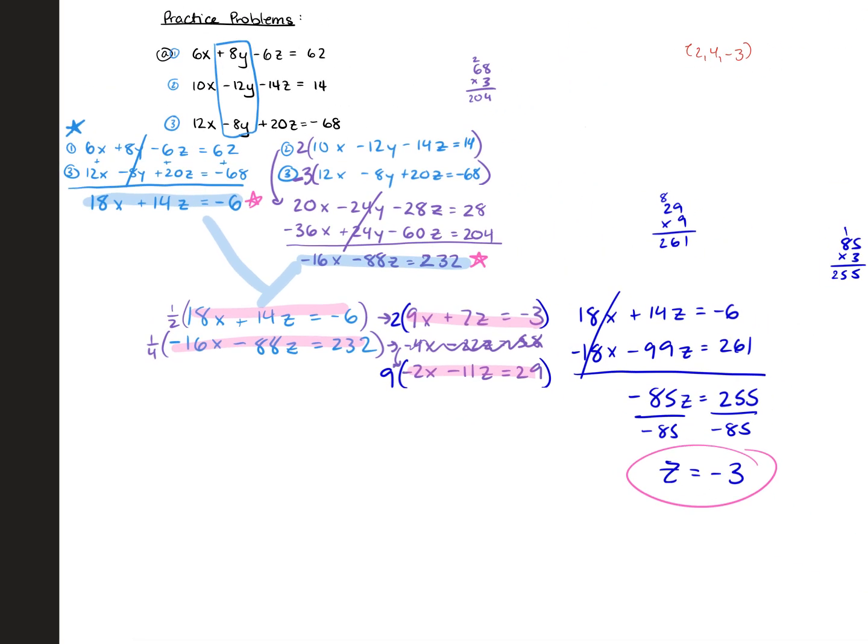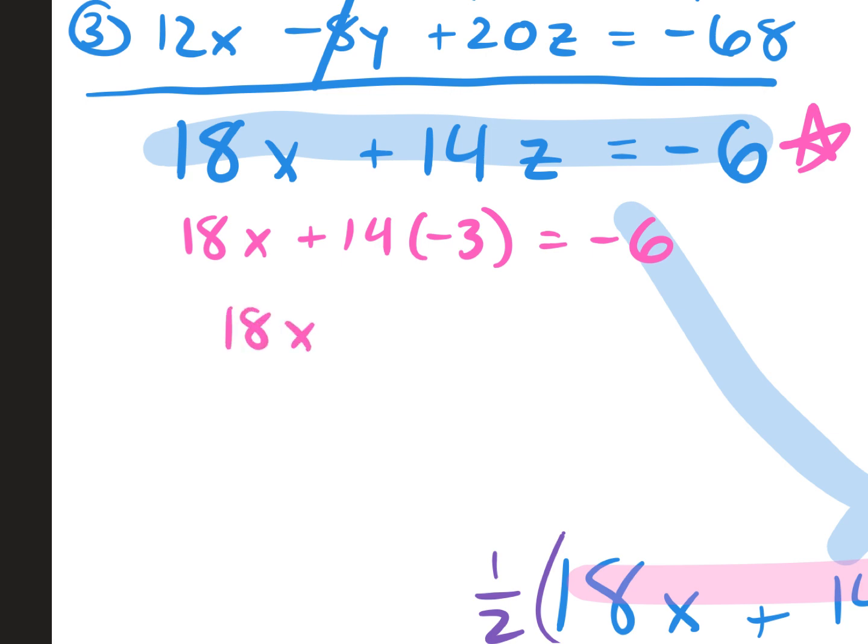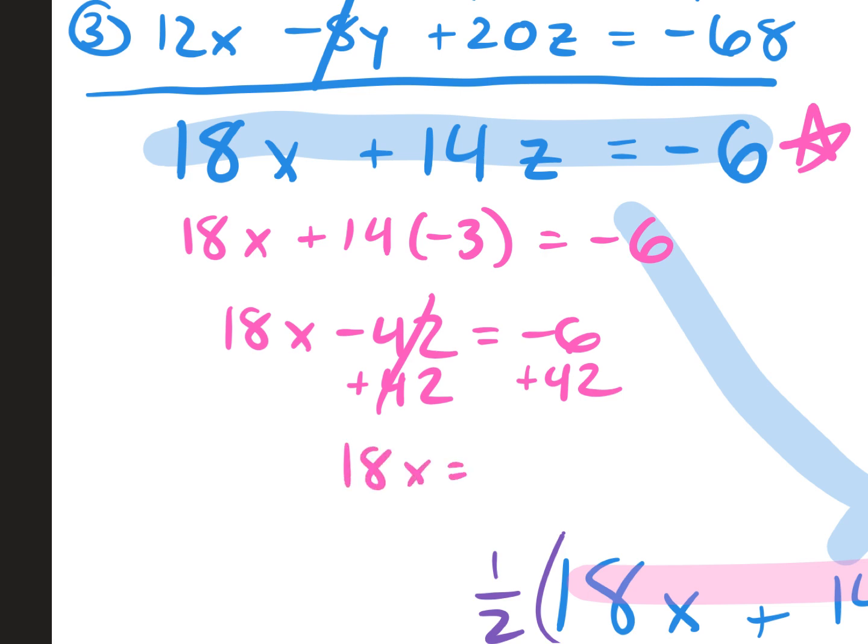So what did we find? Z is negative 3. So here I have 18x plus 14 times negative 3 is equal to negative 6. 14 times negative 3 would be what? Negative 42. Then what do we do? Add 42, move it to the other side. 18x is equal to 36. And then what? Divide by 18. So what does x equal? 2.